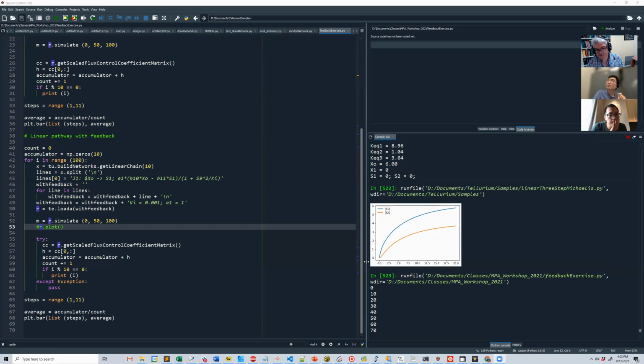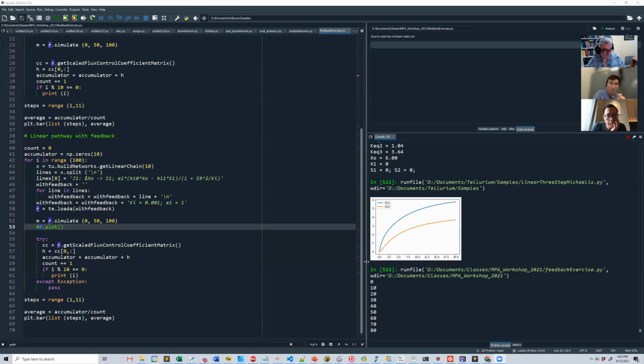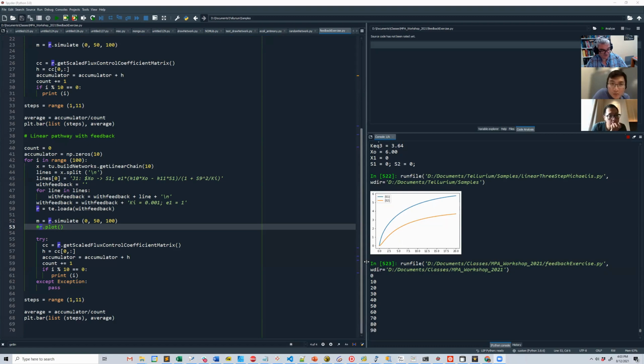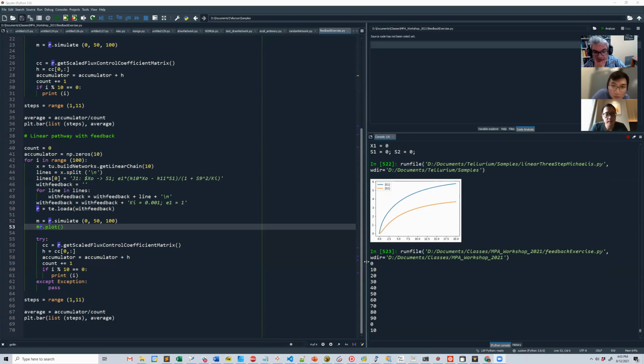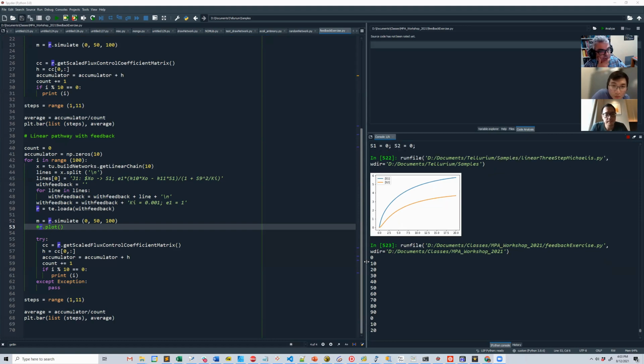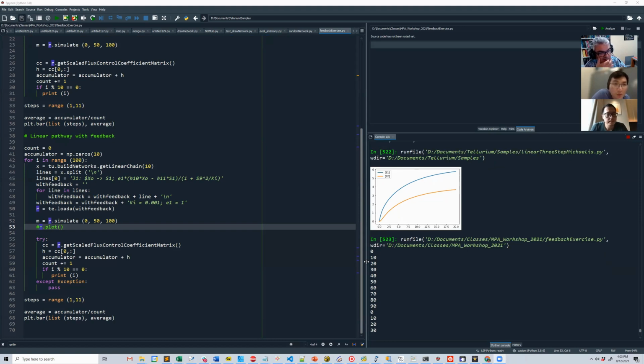We have this observation that the average flux control coefficient was higher near the beginning of the pathway than near the end. So we'll do some plots in a minute.